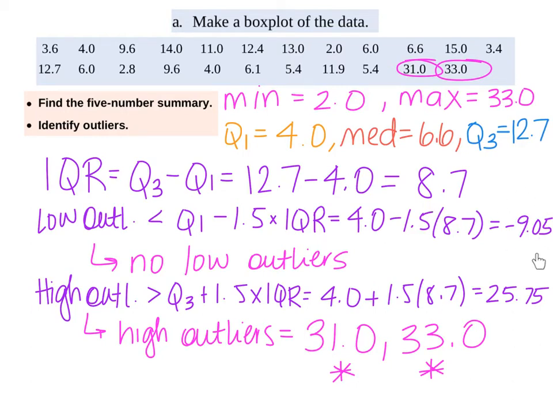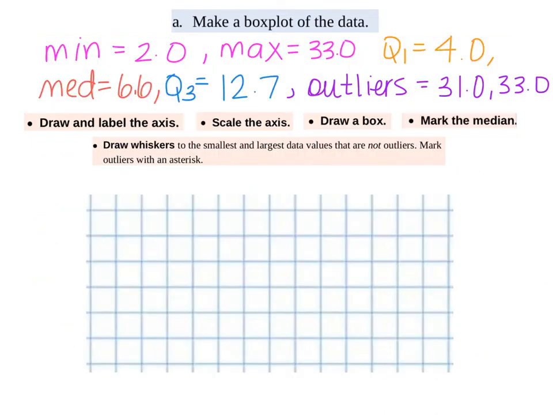There's no pumpkin, at least in this realm, that weighs negative 9.05 pounds. So there's no low outliers. High outliers, we take that Q3 and we add it to that 1.5 times IQR, and that ends up being 25.75 pounds. And there's 2 outliers there. So we've got 2 high outliers, one at 31 pounds and one at 33 pounds. And those in our box plot are going to be represented by asterisks.